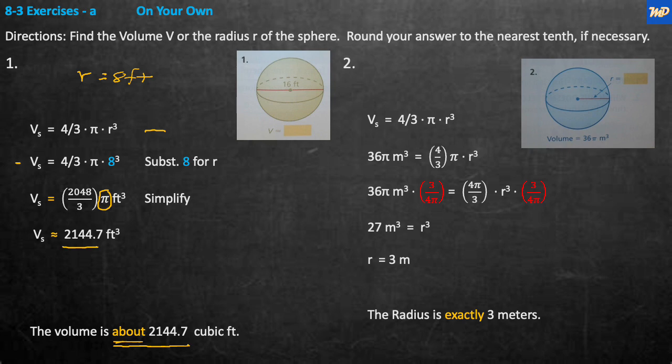Okay, on the next one. So now we're going to do the same thing. We're going to write down the equation. We always like to write the equation. And when we do that, we know that we have the volume. Oh, we're going to substitute the volume, which is 36 pi meters cubed.